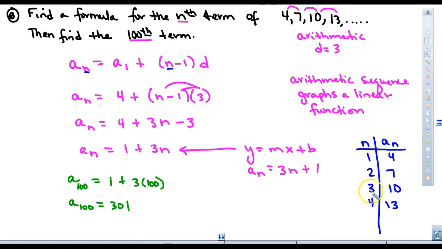So when you compare this to x's and y's, your n would be like your x, and your a sub n would be like your y, because here y depends on x. Well, in a sequence, a sub n, your actual term, depends on n, which is the number of the term.